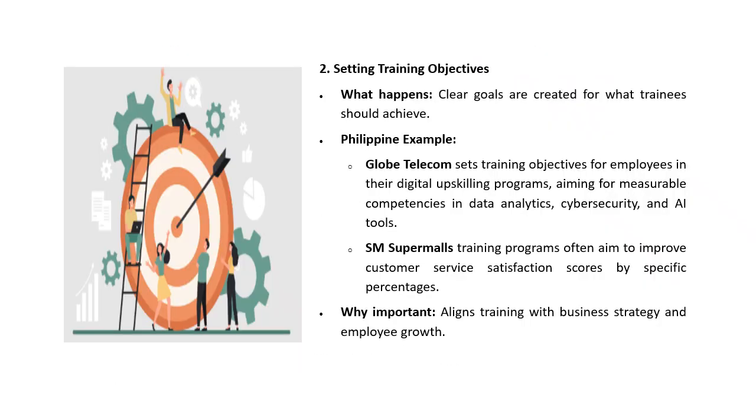The second step is setting training objectives. In this step, clear goals are created for what trainees should achieve. To cite examples, Globe Telecom sets training objectives for employees in their digital upskilling programs, aiming for measurable competencies in data analytics, cybersecurity, and AI tools. SM Supermalls' training programs often aim to improve customer service satisfaction scores by specific percentages. Why is setting training objectives important? It aligns training with business strategy and employee growth.